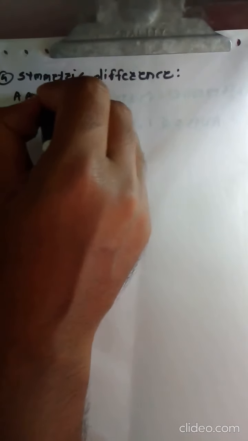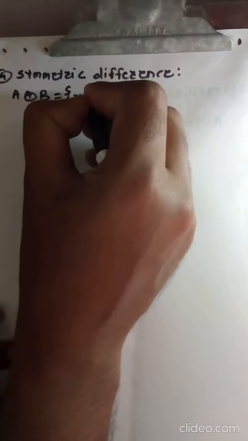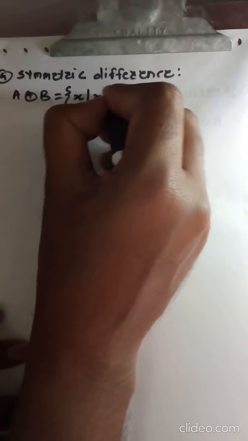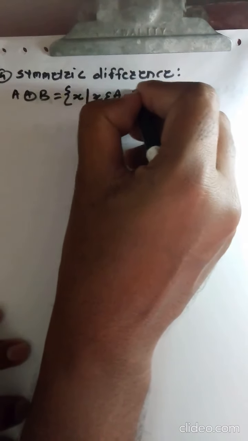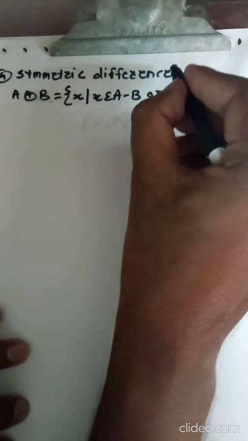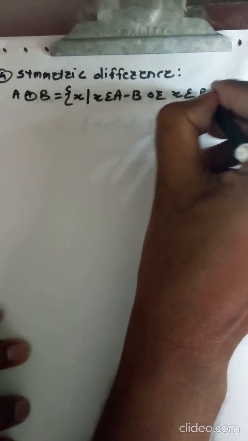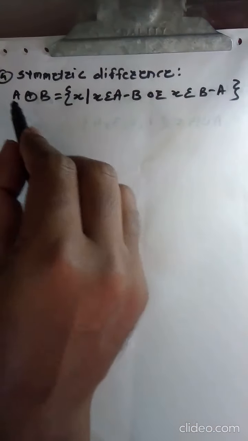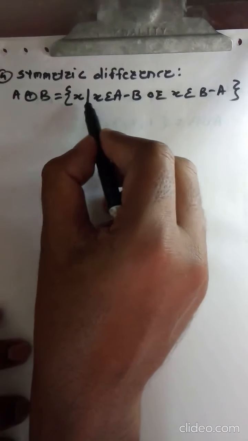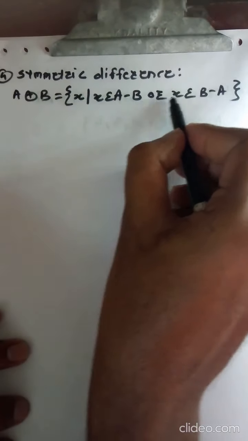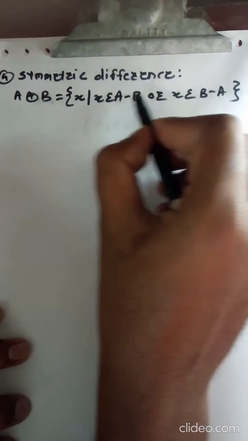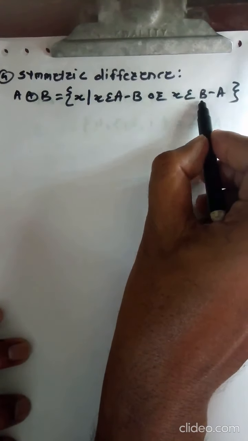So the symmetric difference of two sets A and B is denoted by A symmetric difference B, and it is defined as: A symmetric difference B is equal to the set of x such that x belongs to A minus B or x belongs to B minus A. Here A minus B means A difference B, and this one is B difference A.